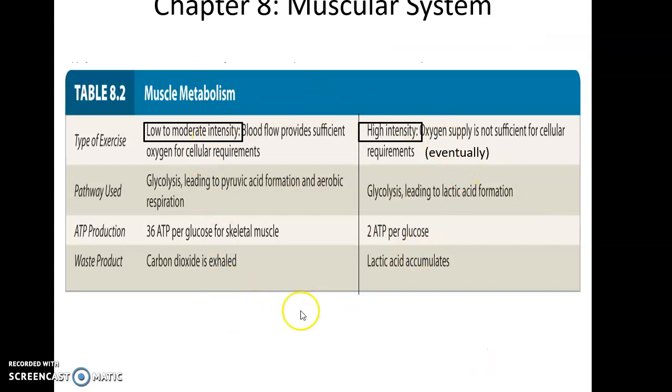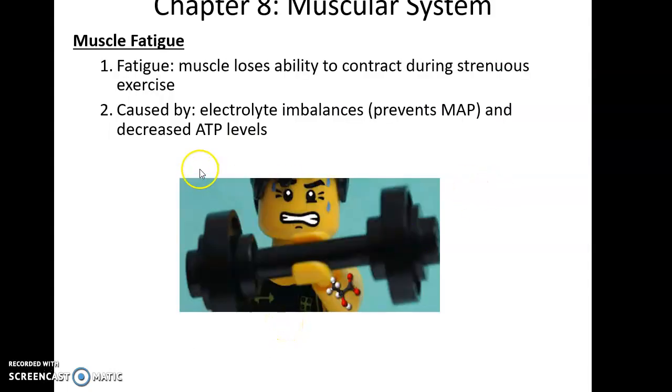Here is exercises. So low to moderate exercises, your muscle is going to be able to keep up, not a problem. High intensity exercises, eventually you'll run out of oxygen and have to go through fermentation. And eventually you'll just be exhausting the muscles. This is why people who lift heavy weights need someone to spot them so that when their muscles stop contracting, the weights don't fall on them. And that is muscle fatigue, losing the ability to contract during exercise.